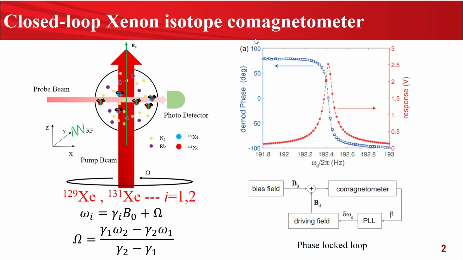And the figure on the right side shows the open loop response of the xenon atoms with a driving field in the y direction. The red line is the amplitude response and the blue line is the phase response. It can be seen from the figure that when the bias field B0 in the z direction changes, the driving field frequency will be off resonance, and the blue line, the phase, will have a linear response.